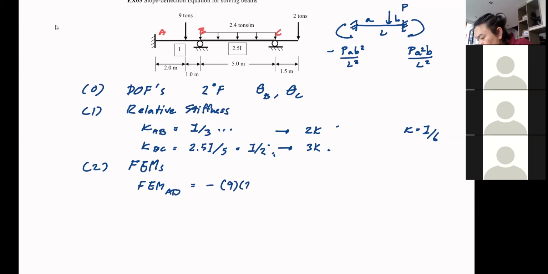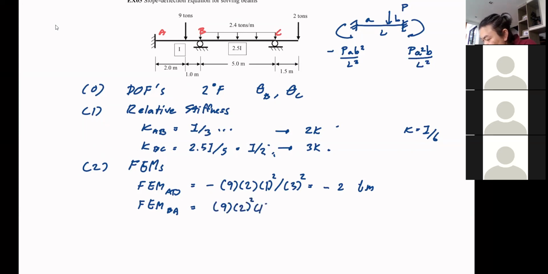So FEM AB now is minus P, which is 9 tons. A is 2, B is 1, L is 3, so B square over 3 square. So this is minus 2 ton meter. FEM BA now is P A square B. P is 9, A is 2 square, B is 1, and L is 3 square. So we have 4 ton meter.